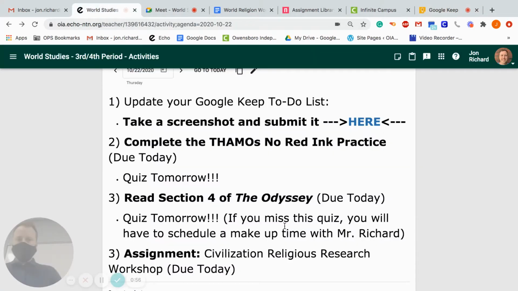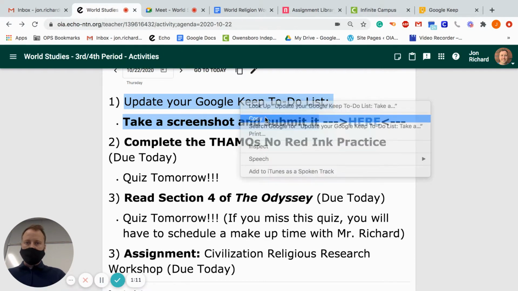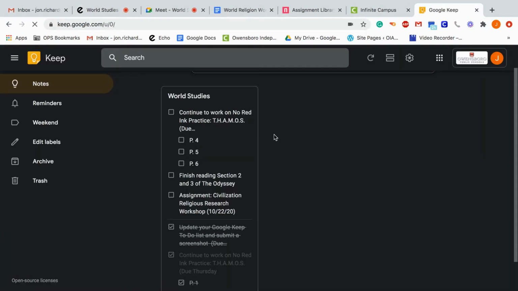Now, I'm going to remind you what you do on your Google Keep page: you copy and paste each item where you know you need to complete something. Like this one, we know we need to update our Google Keep list and submit a screenshot. So I'm going to copy that. I'm going to highlight it, and then you can double click even and hit copy. And then you're going to go over to your Google Keep.